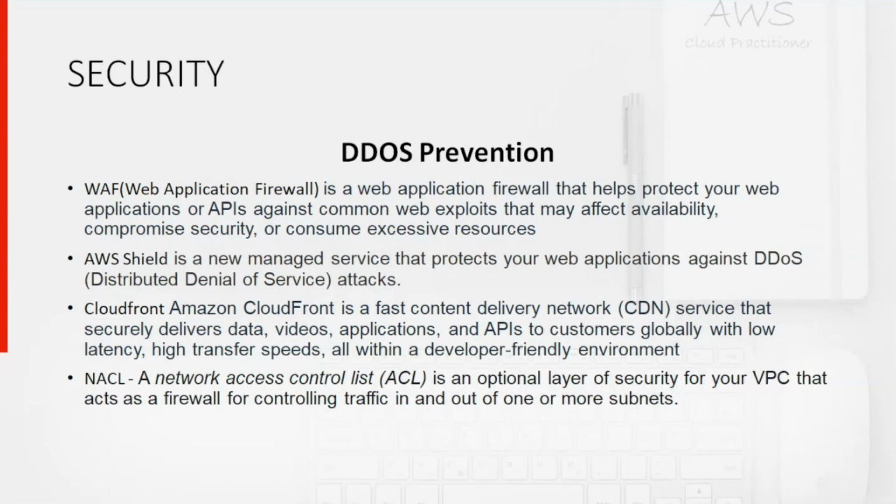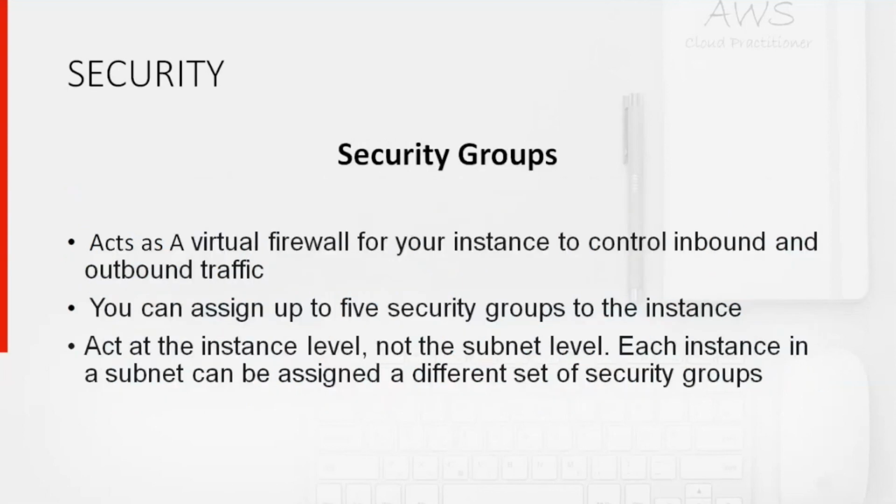CloudFront. Amazon CloudFront is a fast content delivery network, CDN, service that securely delivers data, videos, applications, and APIs to customers globally with low latency, high transfer speeds, all within a developer-friendly environment. NACL, a Network Access Control List, is an optional layer of security for your VPC that acts as a firewall for controlling traffic in and out of one or more subnets.